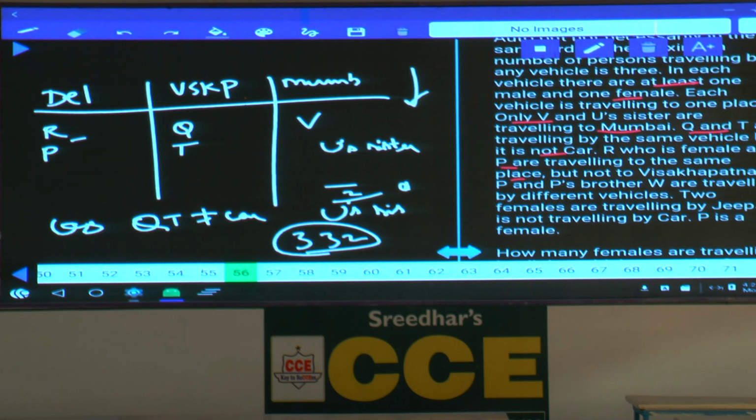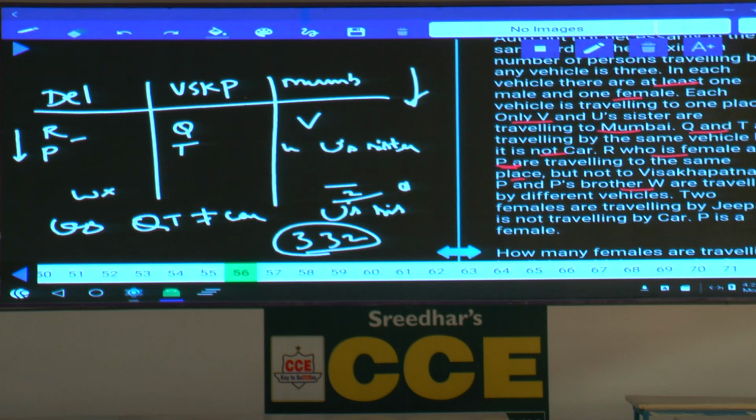Next one. P and P's brother W are travelling by different vehicles. Now, these 2 persons are travelling by different vehicles. Hence, W cannot be at this place, because the persons would be travelling in the same vehicle. Isn't it? Hence W cannot be here.